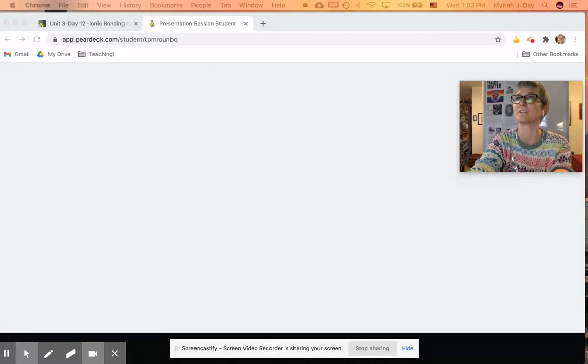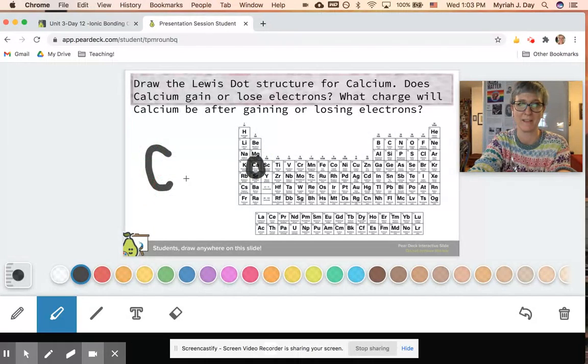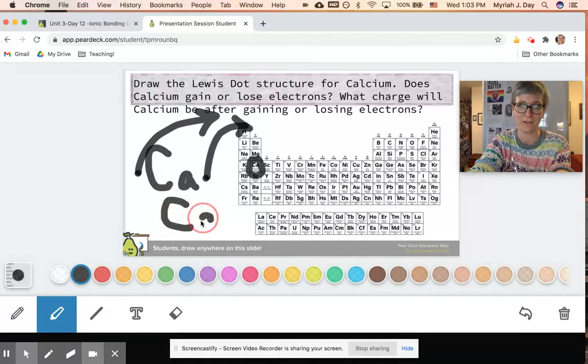And then moving to this question, draw the Lewis dot structure for calcium. Does calcium gain or lose electrons? Remembering that calcium is right here. Calcium is going to have 2 valence electrons and it's going to give away 2. So remembering, giving away these nasty little electrons is going to make it positive. So the charge on calcium at this point is going to be a calcium with a 2+, or a +2, however you want to say it.